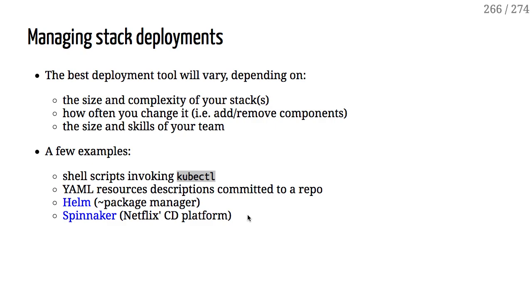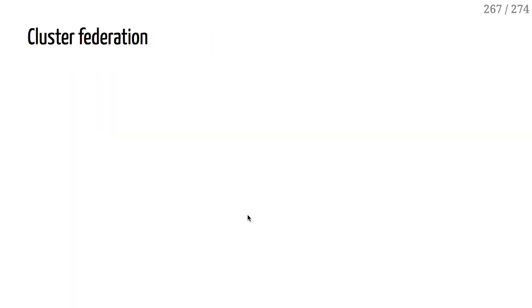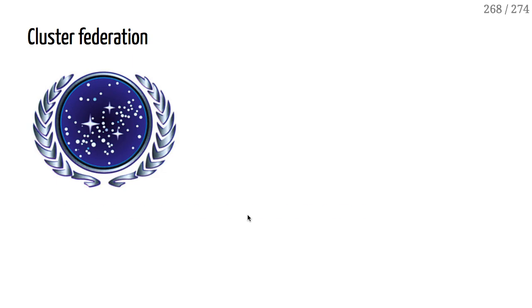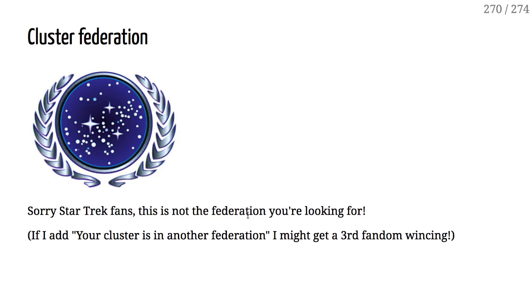Spinnaker, which is what Netflix used for CD. The problem with Spinnaker is that to deploy it, you need Helm, and to deploy Helm, you need something else. So it's kind of, I'm going to build a tool so I can build a tool to build my tool. There is also Compose with a K and a bunch of other integrations coming up. Cluster federation, it's not that federation, but yeah.